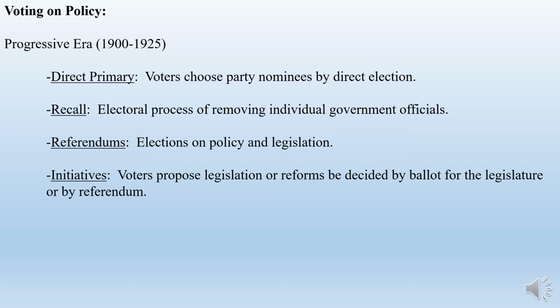Another thing is initiatives. Now, this goes hand in hand with a referendum. This is where voters propose legislation or some kind of government reform that will then be brought either to the legislature or up in a referendum. So, for example, I'm going to use marijuana again since I used it before: making marijuana legal. You would put on the ballot an initiative asking whether or not the voters think that there should be some kind of legislation dealing with the legalization of marijuana.